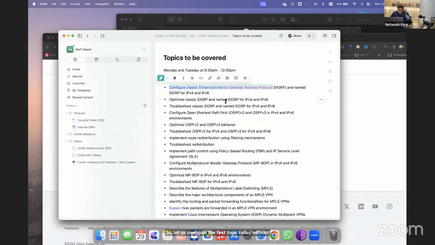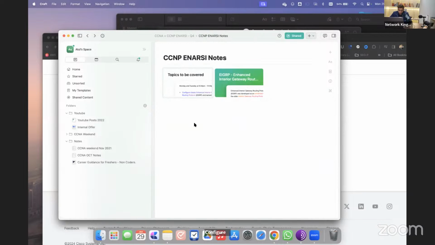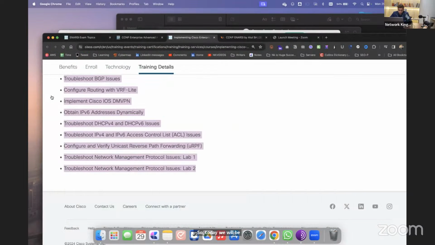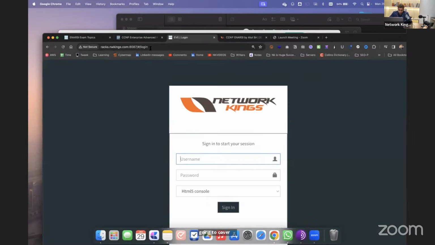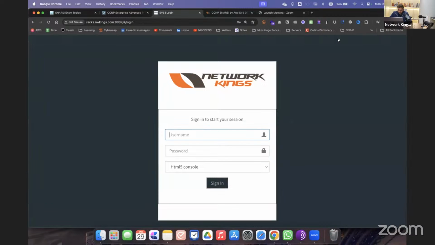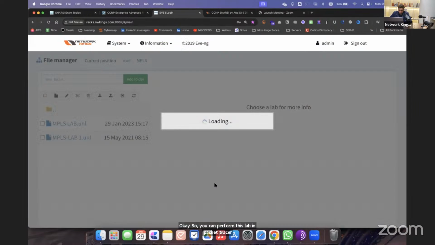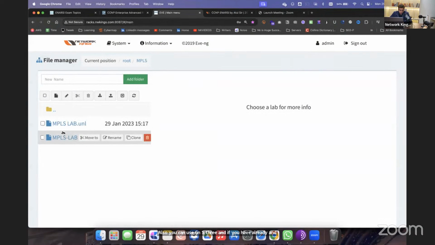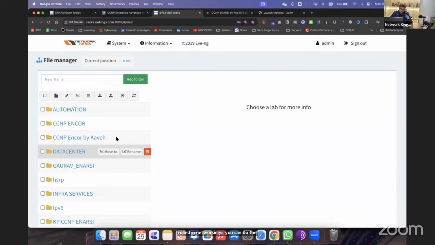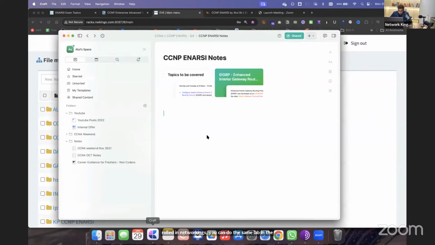Configure EIGRP with classic mode. Today we will cover EIGRP classic mode. Let's open the lab directly, no time to waste. You can perform this lab in Packet Tracer also. You can use GNS3. And if you have already enrolled in Networkings, you can do the same lab in the racks also.